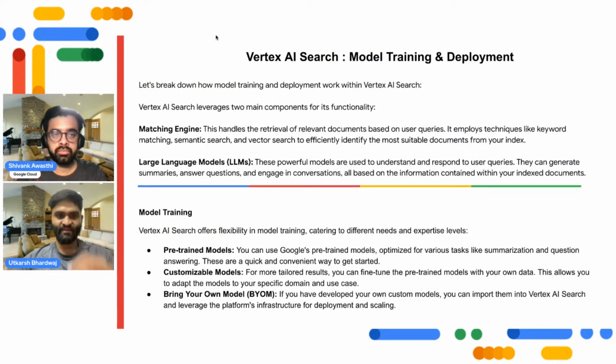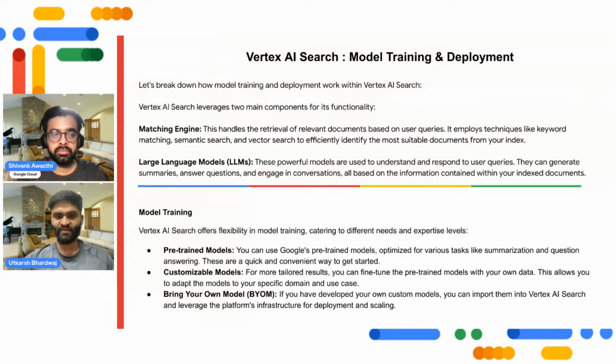Now, quickly, let's understand how Vertex AI search model training and deployment actually works. So let's break down how model training and deployment works within Vertex AI search. So it has two main components for its functionality. First is the matching engine. This handles the retrieval of relevant documents based on user queries. It employs techniques like keyword matching, semantic search, and vector search to efficiently identify the most suitable document from your index.